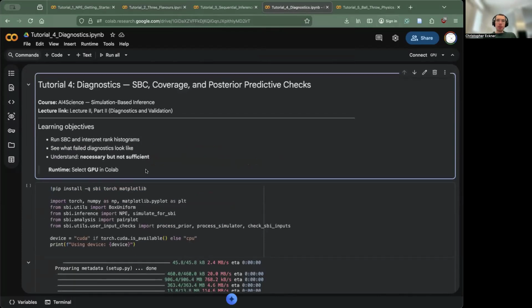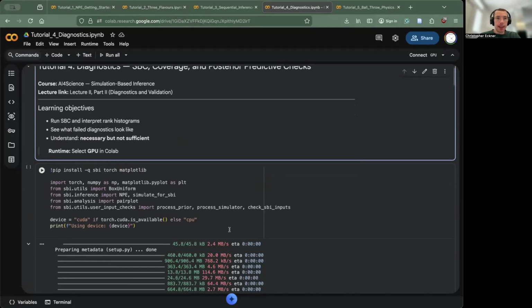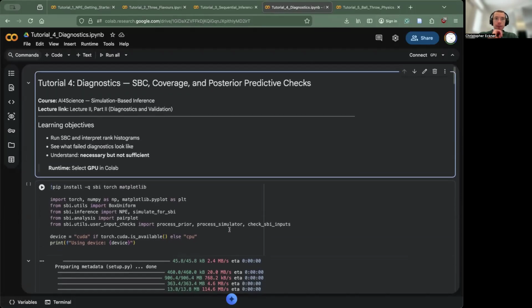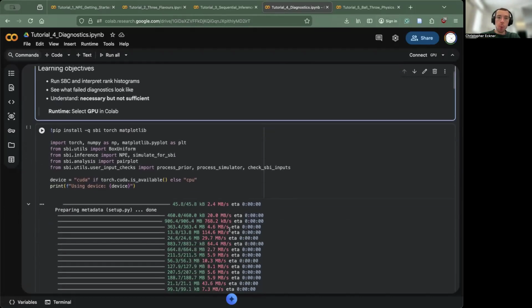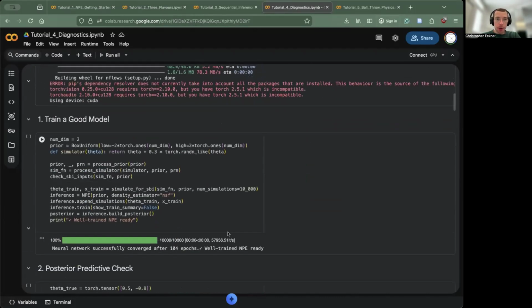Right, I think it's also okay. Let's go to the diagnostics notebook. First, do we have questions regarding this comparison between the three flavors? All right. Yes. So then in the interest of time, let's go to the diagnostics notebook and see what you can do there and how this looks in practice.